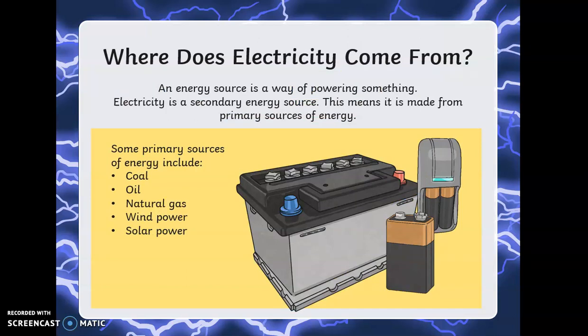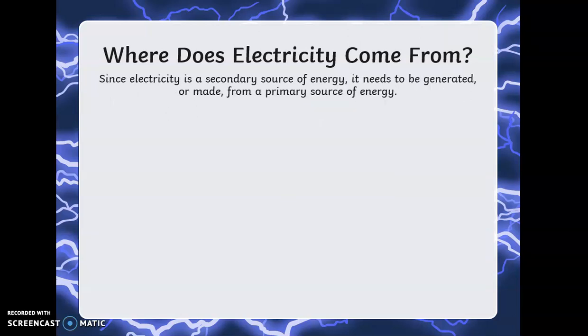Now, an energy source is a way of powering something, and electricity is a secondary energy source, which means it has to be made from a primary source of energy. Some of those primary sources of energy include coal, oil, natural gas, wind power, and solar power. Since electricity is a secondary source of energy, it needs to be generated or made from the primary source.